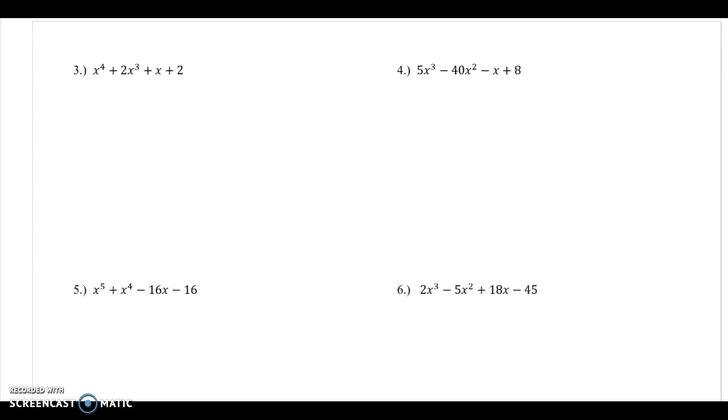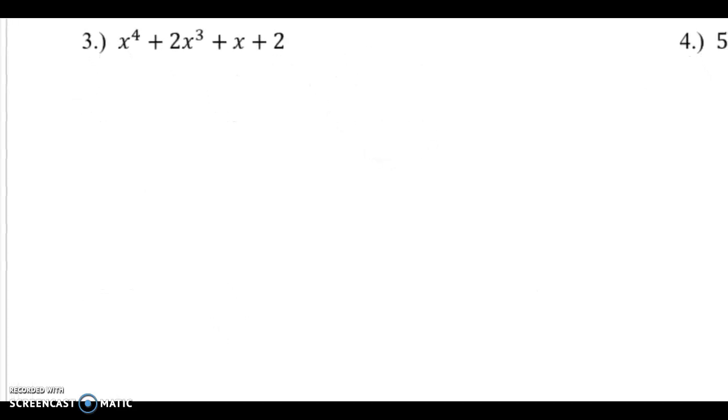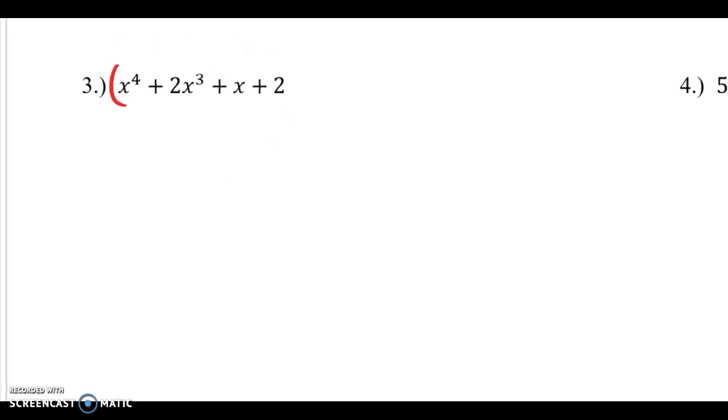All right, finalizing these last four here. So they're still four-term polynomials, so we're still going to be grouping. So we're going to group the first two terms, pull out a GCF, and then group my second two terms. So grouping the first two terms, my GCF is x to the third, leaves me with x plus 2.